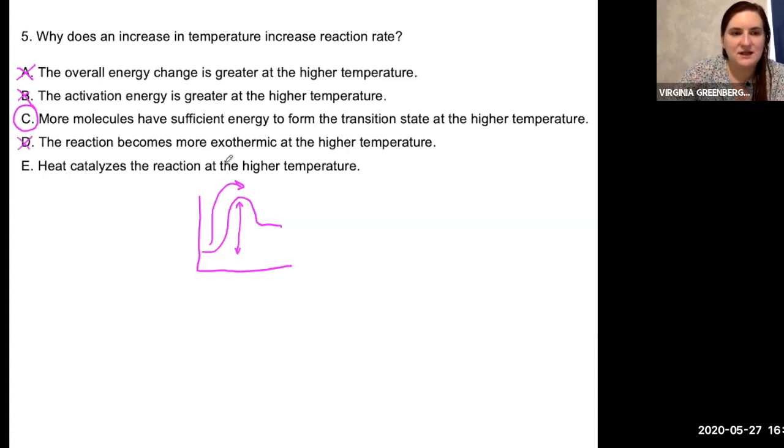E says heat catalyzes the reaction at the higher temperature. This is a bit of muddling some different chemistry terms together. To really be a catalyst, what you would have to do is change the pathway for the reaction. So that rather than looking like the diagram on the left, maybe you look more like this. It's a pretty bad drawing, but the idea is multiple steps with lower activation energies. And so E is not going to be the answer.